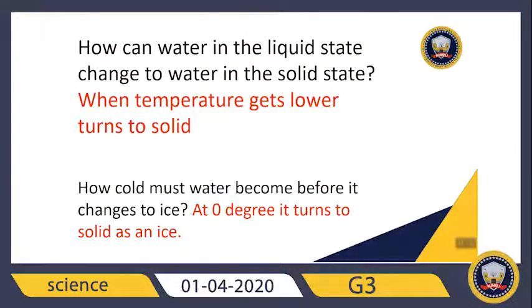Check these questions. How can water in the liquid state change to water in the solid state? Answer is, when temperature gets lower, it turns to solid. Next question. How cold must water become before it changes to ice? At 0 degree, it turns to solid as an ice. 0 and below 0, the water turns to ice.